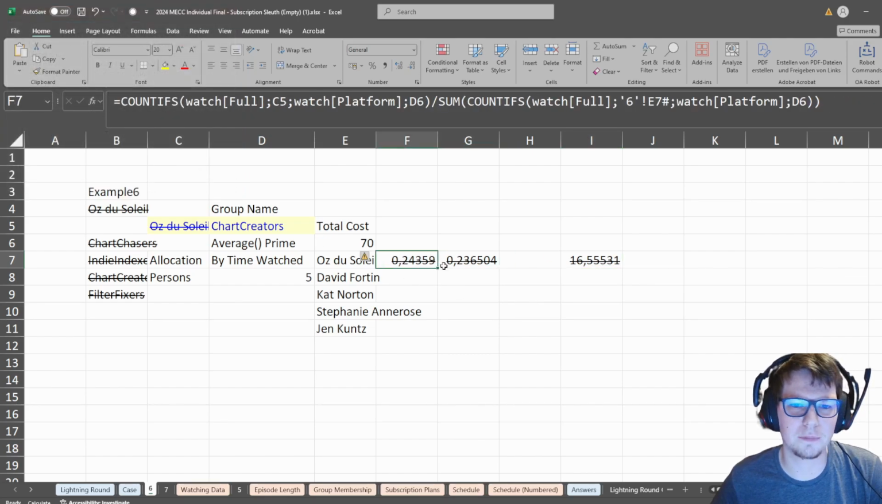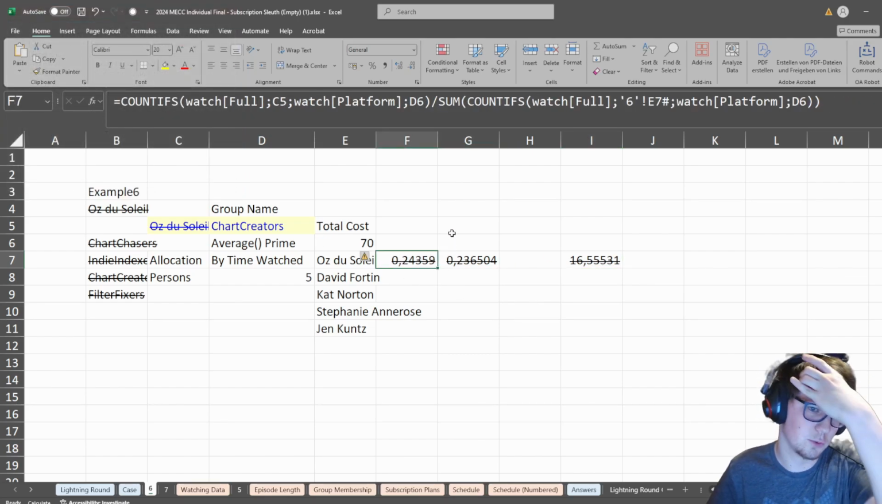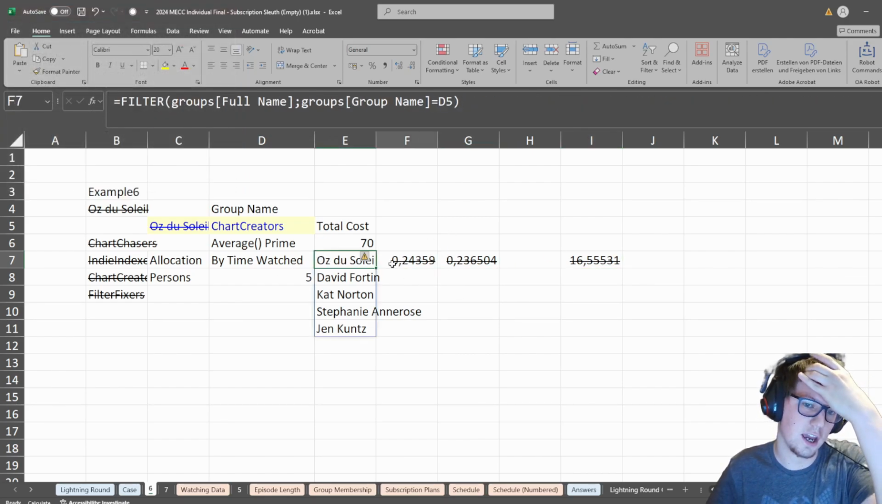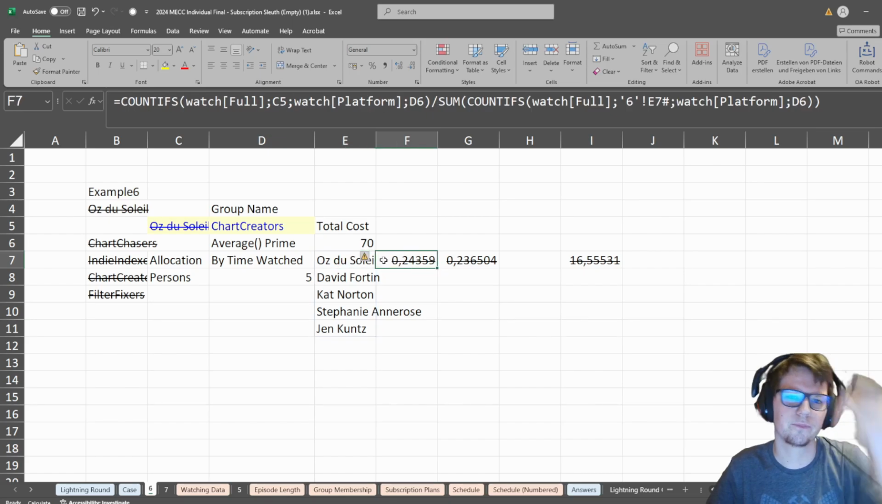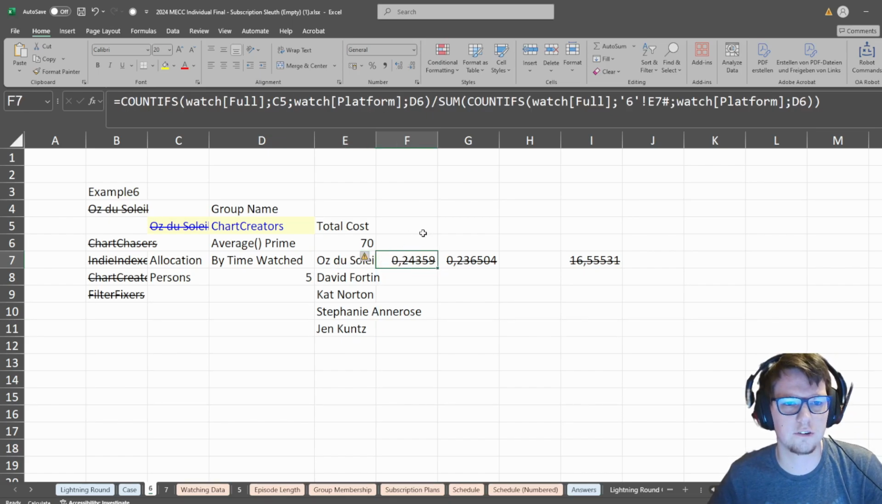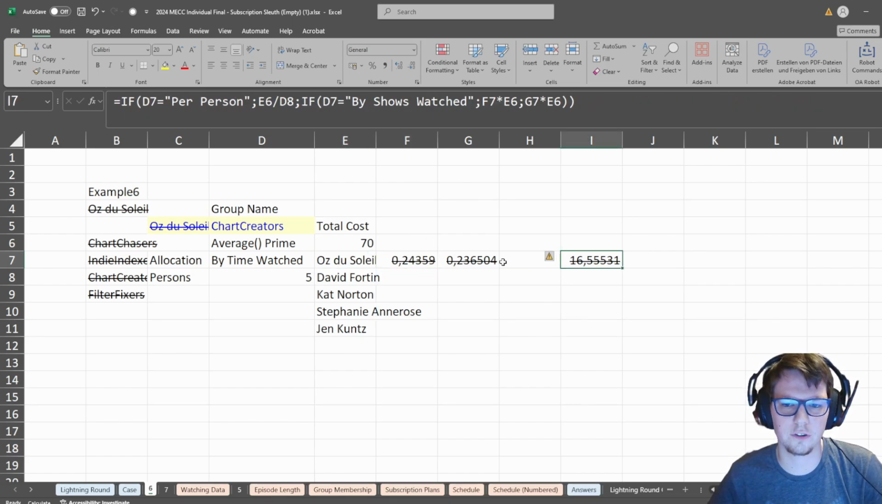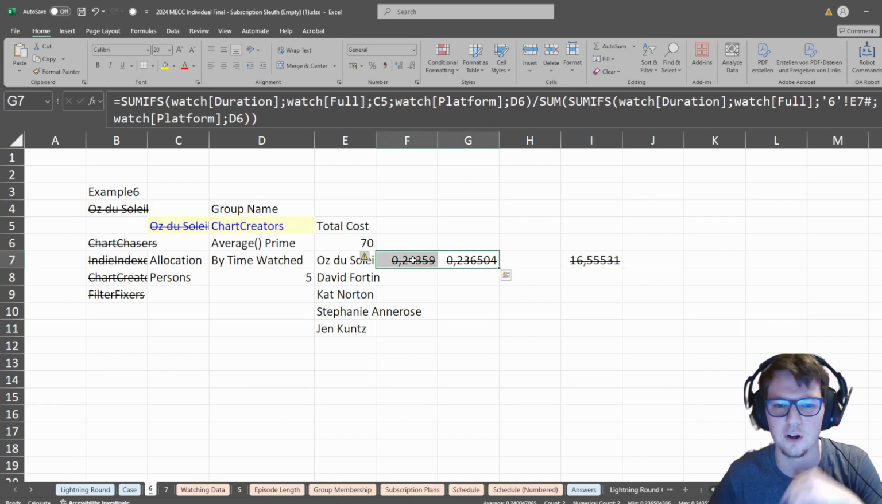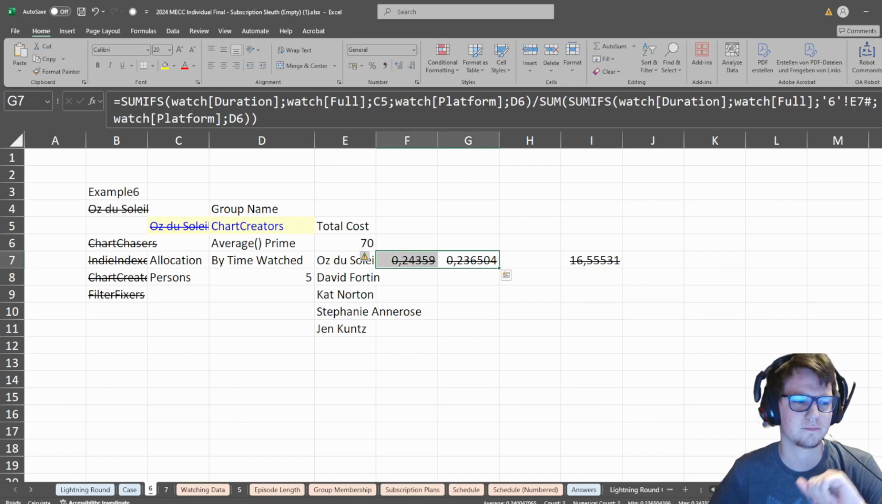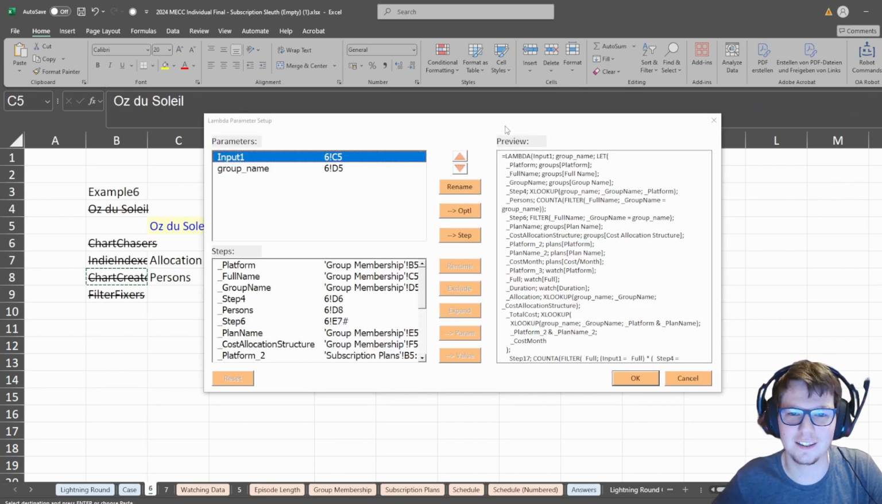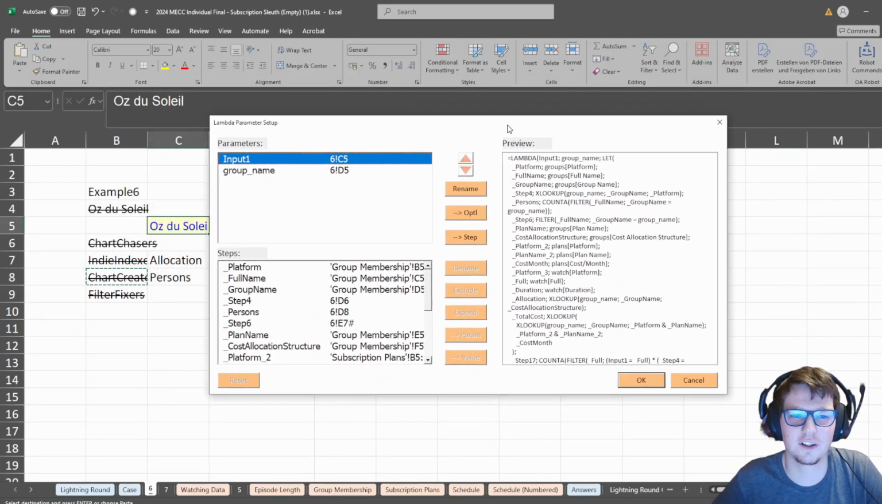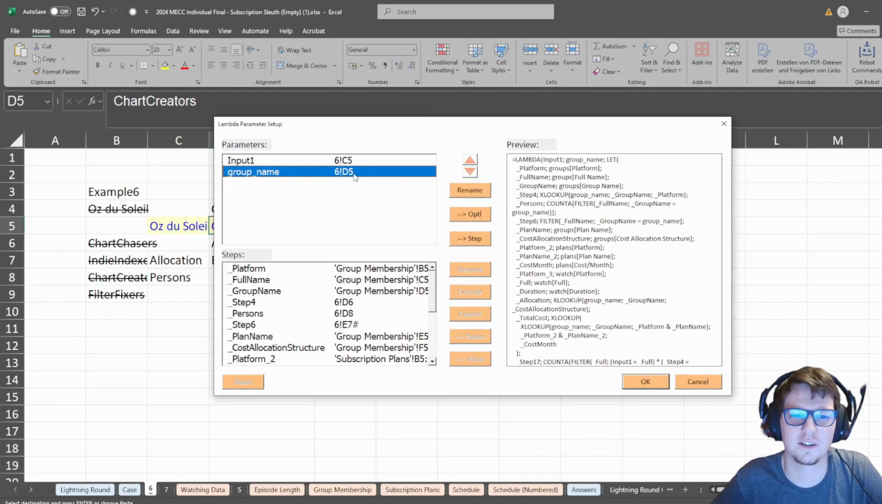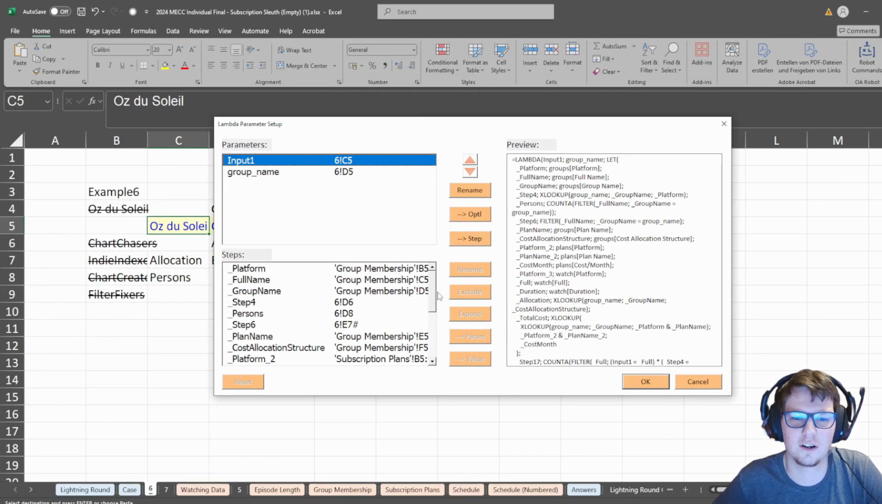It might be because COUNTIFS has a problem with Array Robot. I will just pause the video for a moment and we'll be right back. Welcome back, and as you see, it worked. We have the lambda parameter set up prepared here, and it worked.